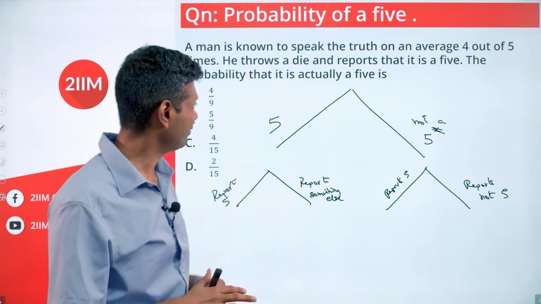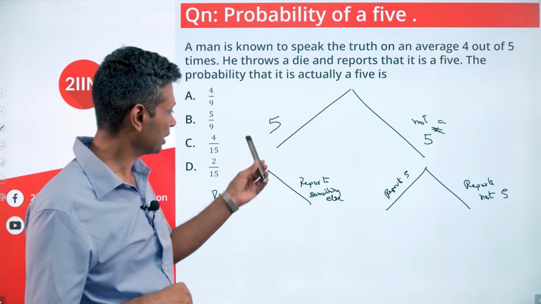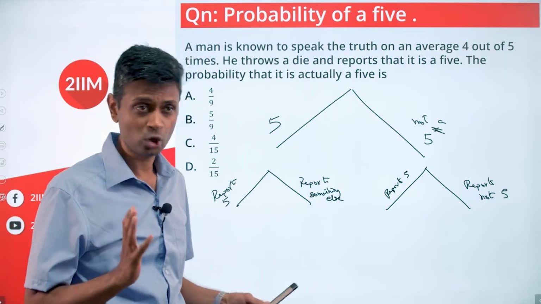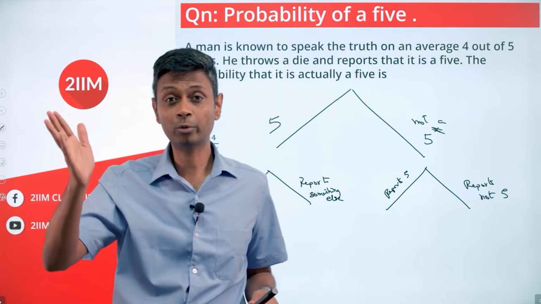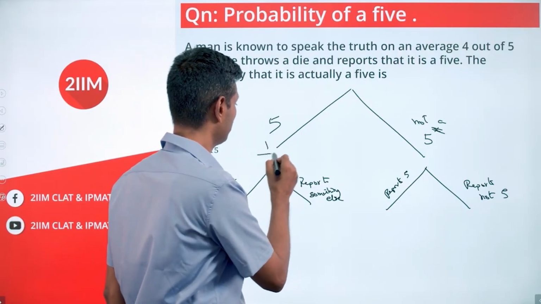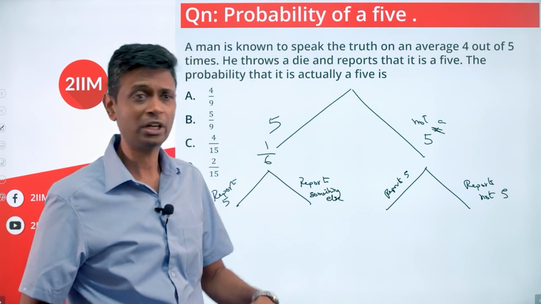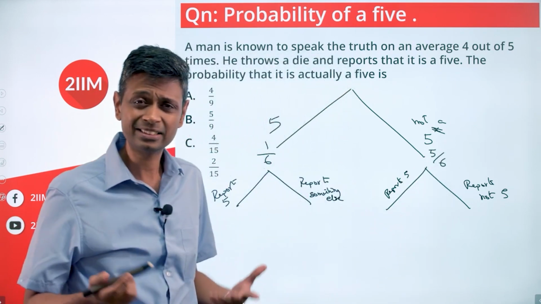Right? Given that it's a 5, what is the probability that he reports a 5? 4 by 5. What is the probability he reports something else? 1 by 5. What is the probability of it being a 5? He rolls a die. All this reporting, not reporting is not there. He rolls a die. What is the probability of it being a 5? 1 by 6. What is the probability of it not being a 5? 5 by 6. And then it is methodical.